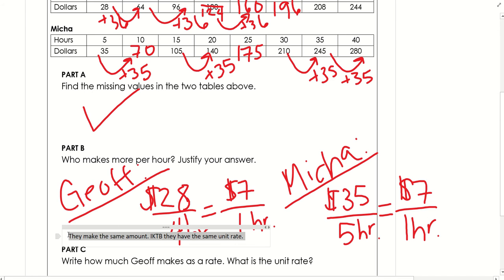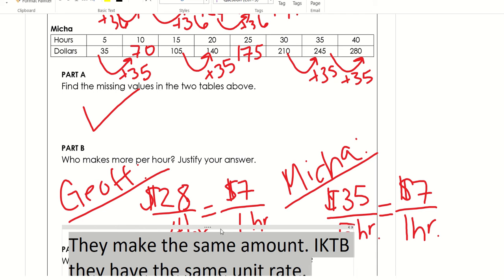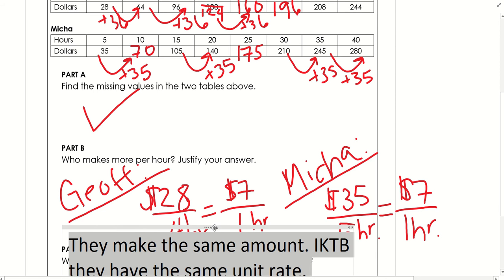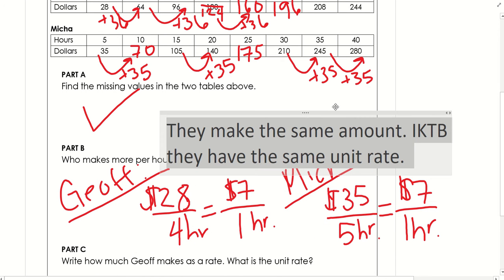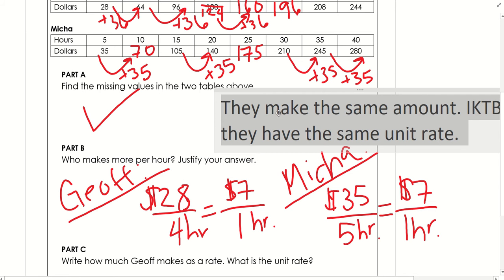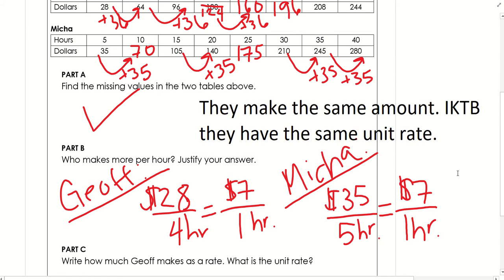I'll go ahead and make this a larger size for you. Here we go. And I'll try and move it. I'm able to. They make the same amount. This is the answer to part B.